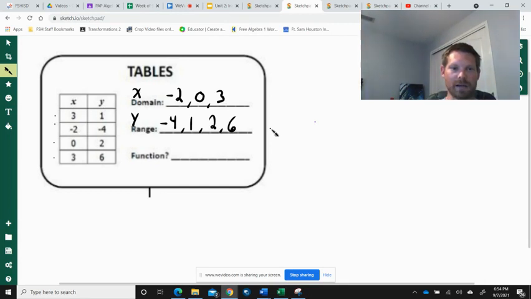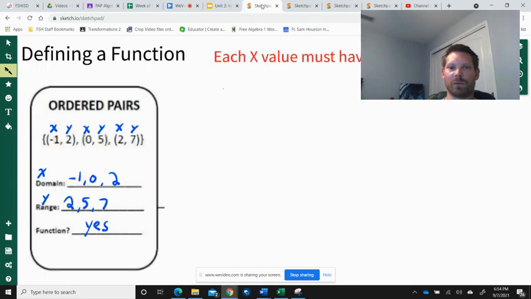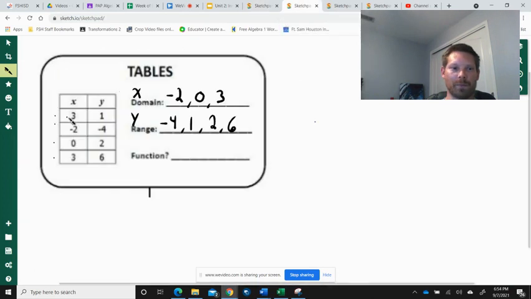All right. Now, is this a function? Let's see. What was my rule? Each x value must have only one y value. Well, 3 happens to go to 1. It also goes to 6. So this is an example of a non-function. This breaks the rule, okay? Because the same number has 2 different y values. Can't happen.